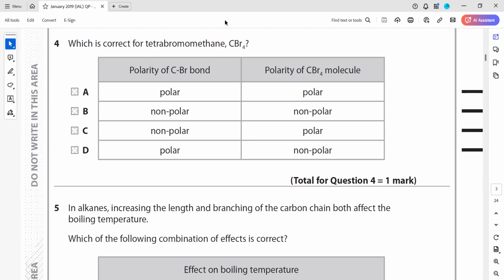Which is correct for tetrabromomethane, CBr4? The bonds are polar because there are two different atoms with different electronegativity. But the molecule will be non-polar because it is a symmetrical molecule, so they cancel out the effect of each other. So bonds are polar, but the molecule is non-polar. D will be the right answer for this.